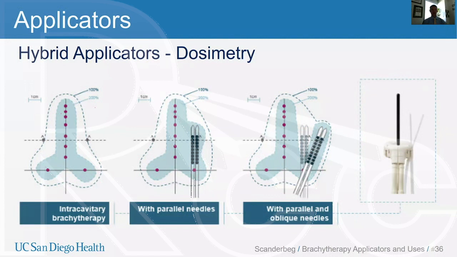The pictures on this slide show the traditional intracavitary implant on the left, followed by a hybrid applicator in the middle with parallel needles. So the needles are just parallel to the tandem, and improve lateral coverage, followed by a hybrid applicator with both parallel and oblique needles in the third picture from the left. So this one adds even more lateral coverage as you have those parallel needles and then the oblique going way off to the side.